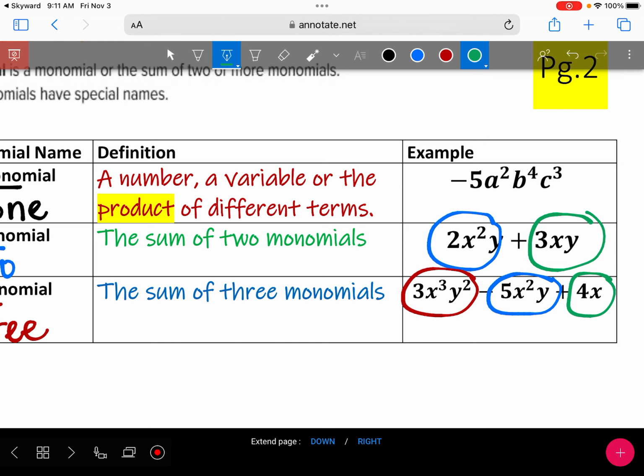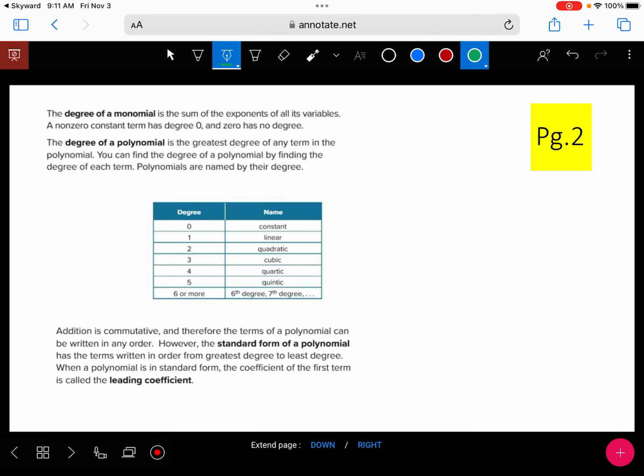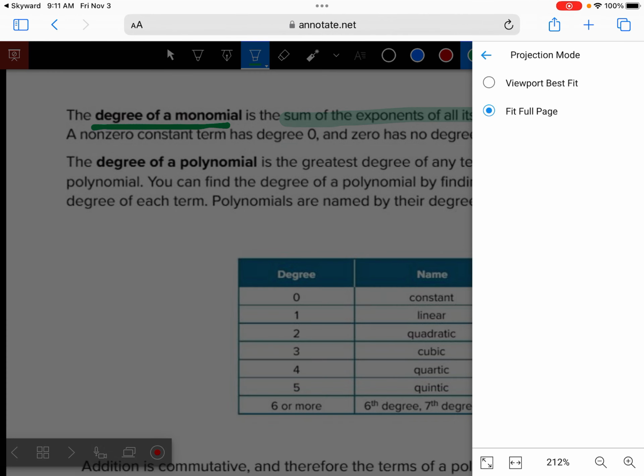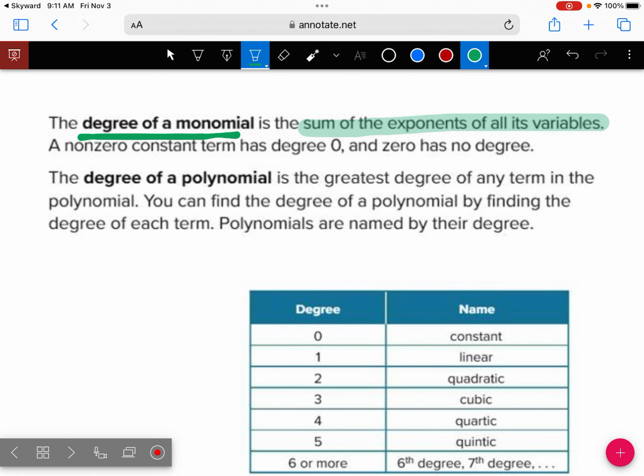Okay, so then we're going to talk about the degree. So when you're finding the degree of a monomial, when it's only one term, you're going to take the sum of the exponents of all the variables. So if you have a highlighter, can you underline or highlight where it says sum of all the terms? Let me zoom in. So the degree is in the front. The degree of a monomial is the sum of the exponents of all of the variables. So we have to add them all together.